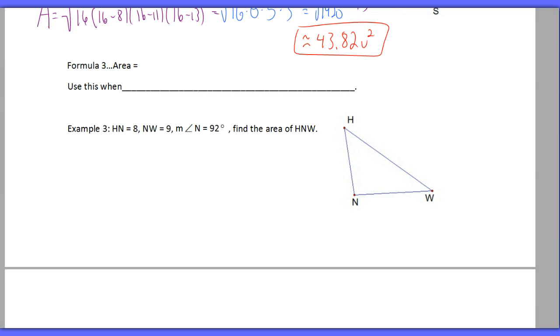And now we've got one more. This is 1/2 times little a times little b times the sine of big angle C.